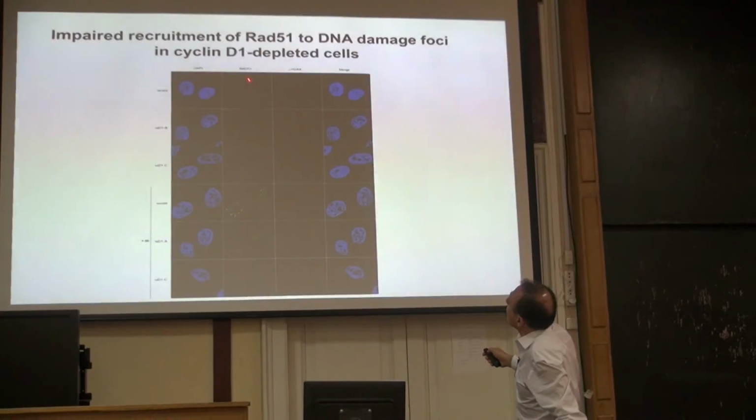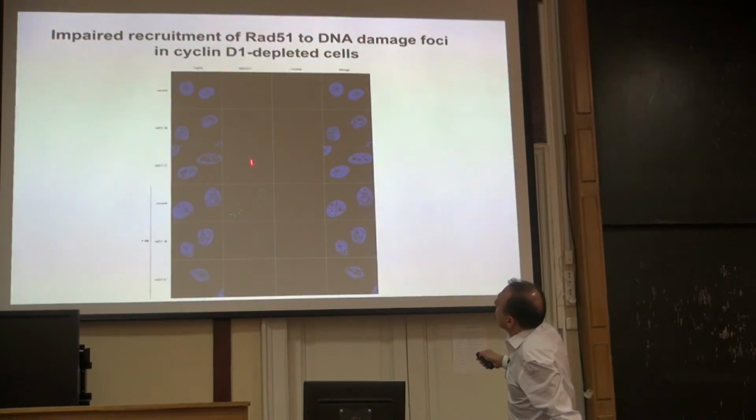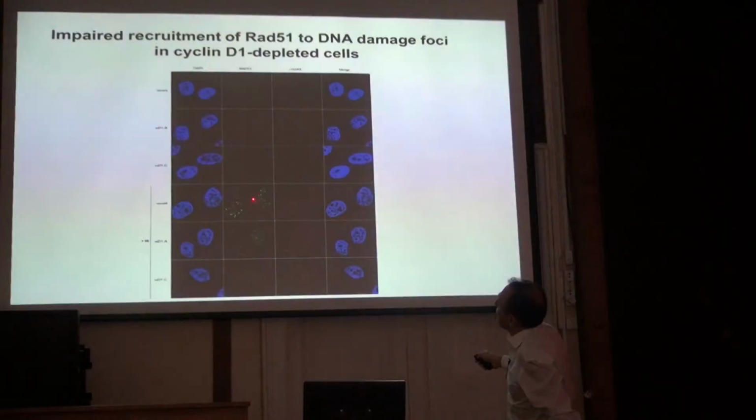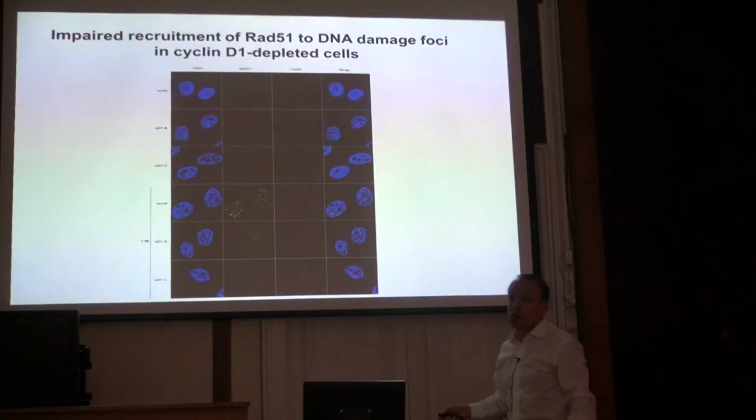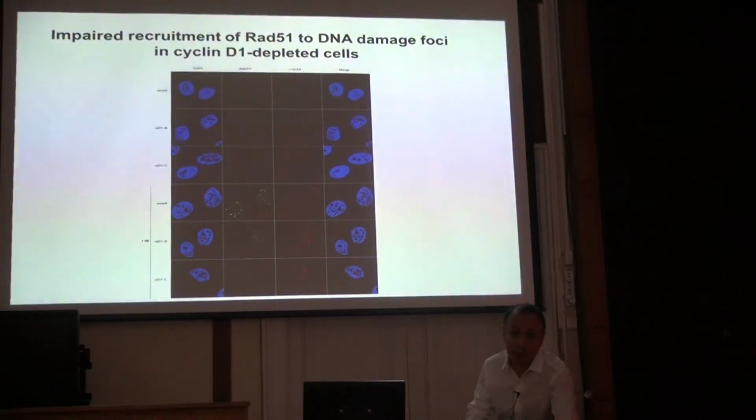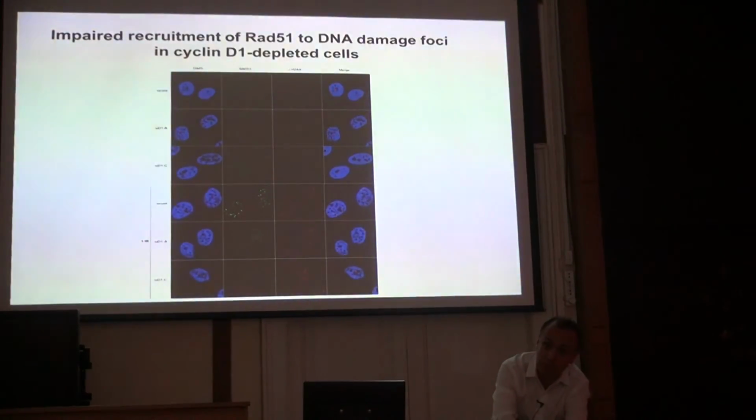This is another experiment. We irradiate the cells and then we look for RAD51 foci. If we don't irradiate the cells, RAD51 is not recruited to DNA. If we irradiate cells, RAD51 is recruited to DNA. But if we irradiate cells and knock down cyclin D1, the RAD51 recruitment is gone. So cyclin D1 goes to broken DNA and helps to recruit RAD51.